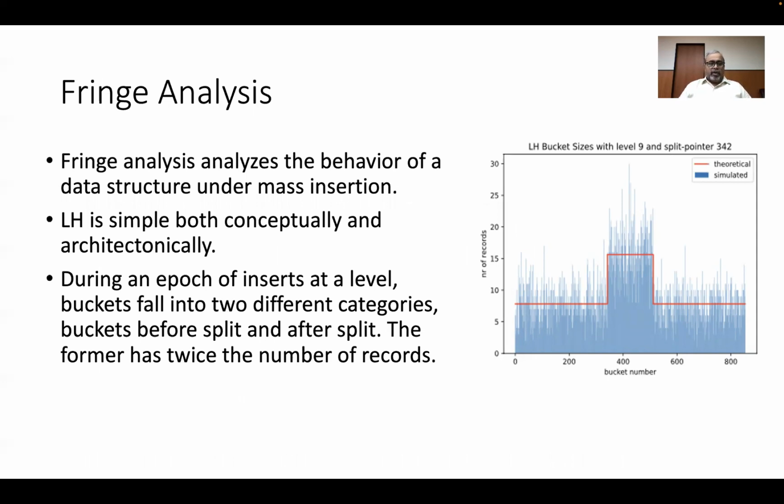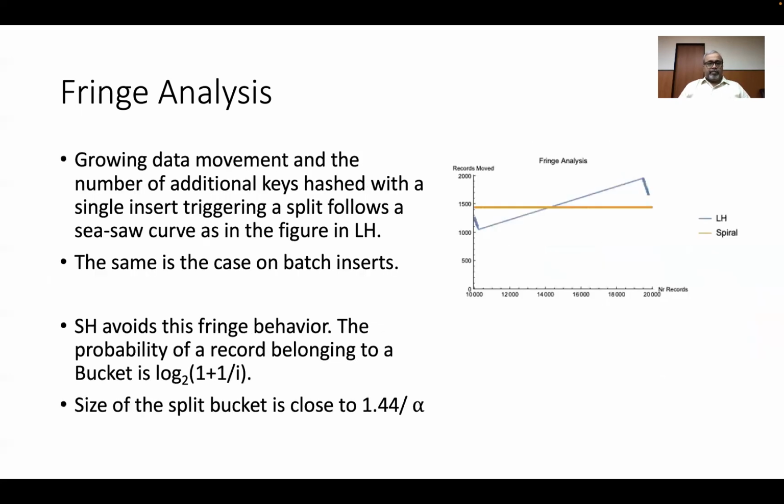During an epoch of inserts at a level, buckets fall into two different categories: buckets before split and after split. The former has twice the number of records. Growing data movement and the number of additional keys hashed with a single insert triggering a split follows a seesaw curve as in the figure in linear hashing. The same is the case on batch inserts too.